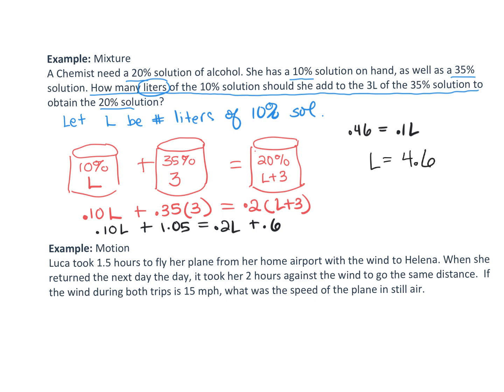4.5. So we're always going to answer in a sentence here. We would add 4.5 liters of the 10% solution.